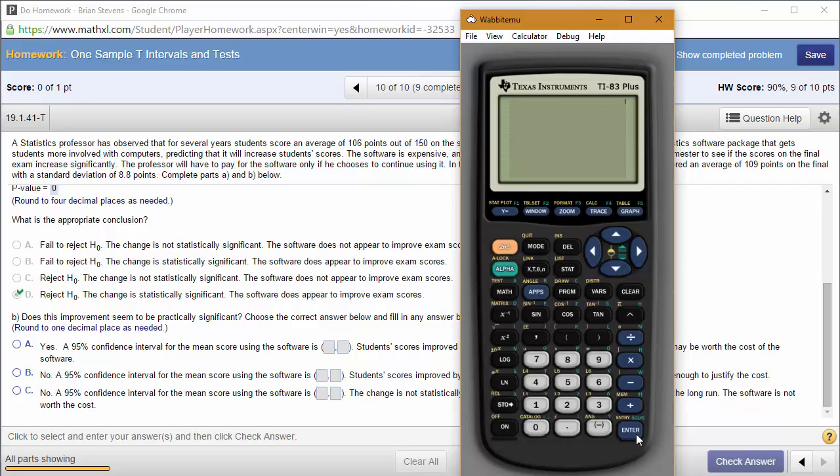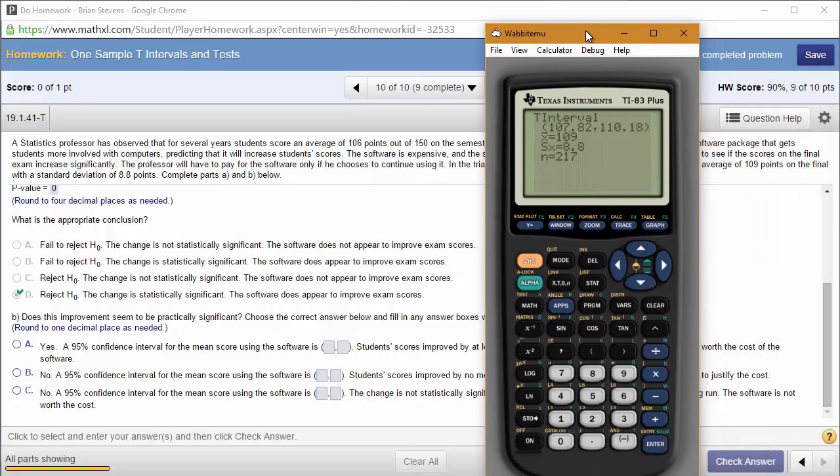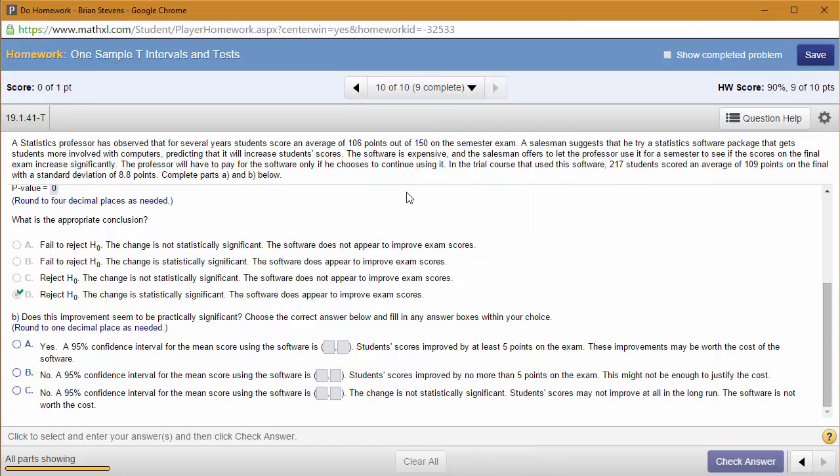If you need to remember how to do a 95% confidence interval, it is on the other questions. And how many decimals? 1. So is it statistically significant? Let's see here. Choose the answer. Does the improvement seem to be practically significant? Ooh, practically significant. That's a fun one. So let's see what this says. Practically significant means do we actually care about it? And it looks like it's not practically significant because he wants an improvement of 5 points, it seems.